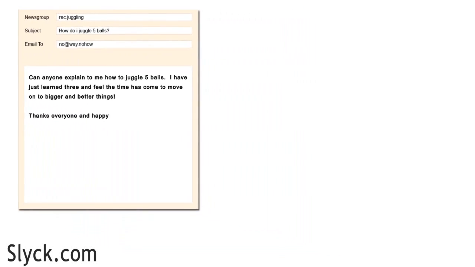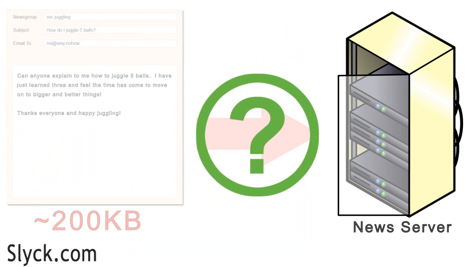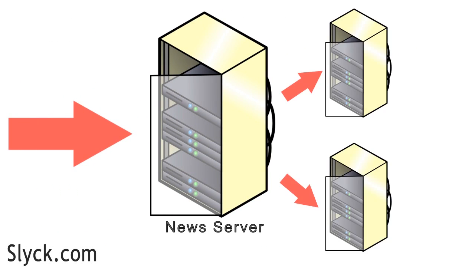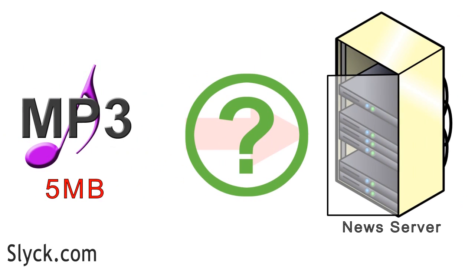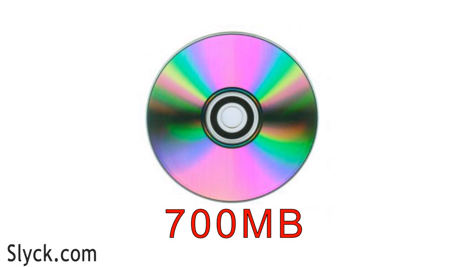The Newsgroups are designed to accept text messages that are at most a few hundred kilobytes. So how on earth can a large 700 megabyte movie file propagate from one news server to the next and ultimately end up on the user's machine? Or what about a smaller 5 megabyte MP3? How about the slick way? Let's start off with a large file and how it distributes throughout Usenet.